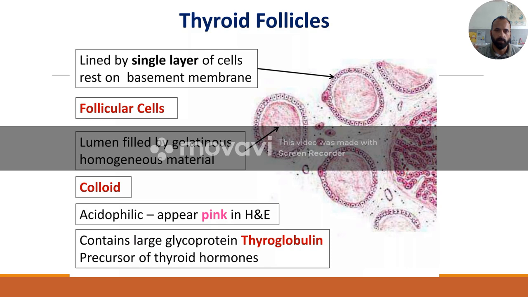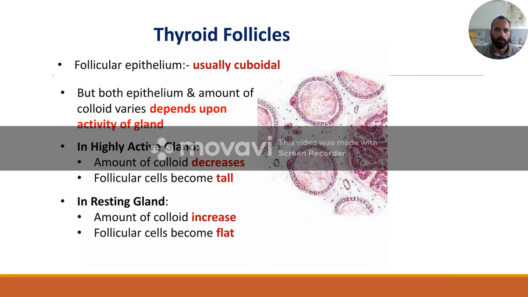One is the follicular cells that will have the gelatinous homogeneous material inside, what you call colloid, and this colloid is basically a glycoprotein called thyroglobulin. Then the lining epithelium of the thyroid follicle, the follicular cell epithelium, depends upon the activity of the gland. It can be cuboidal, it can be squamous, or it can be columnar. That depends upon whether the gland is active or inactive.